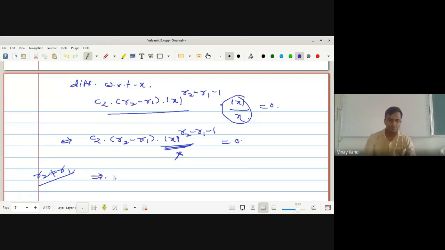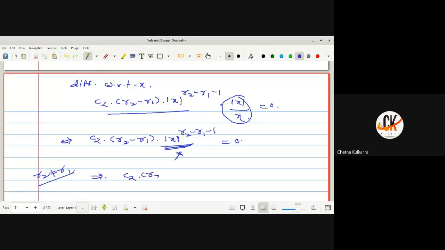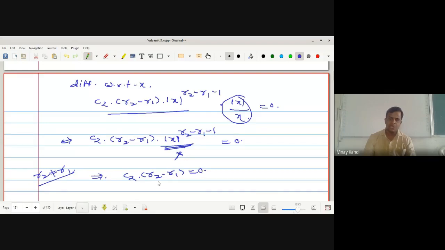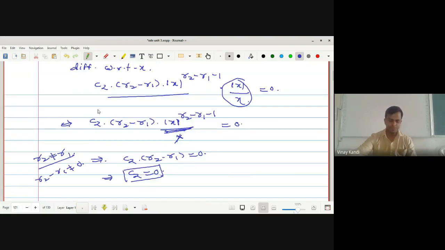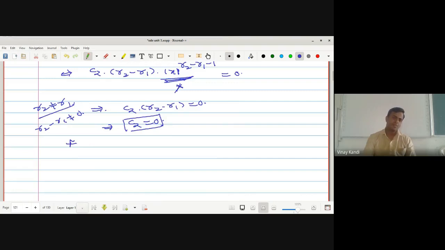So what it implies is C2 into r2 minus r1 is equal to 0. But r2 and r1 are distinct roots. Hence r2 minus r1 is not equal to 0, so taking it to the left side, that implies C2 is equal to 0. Now putting C2 in the star equation, we get C1 is also 0. So from star, C1 is equal to 0.